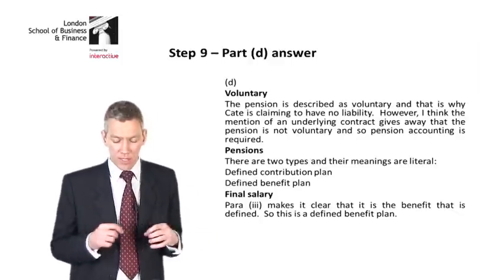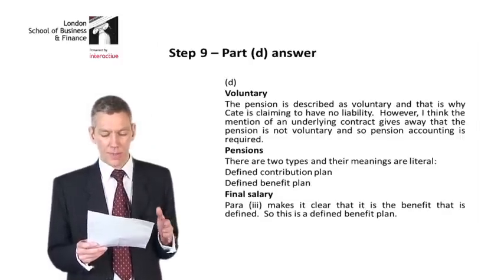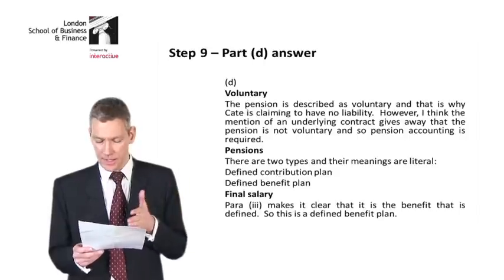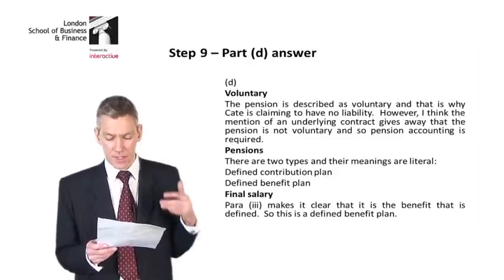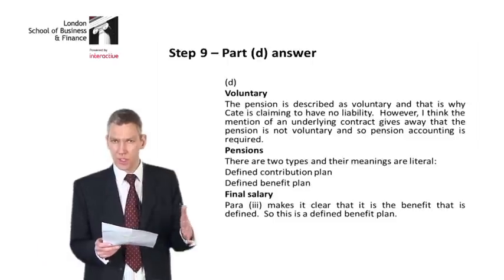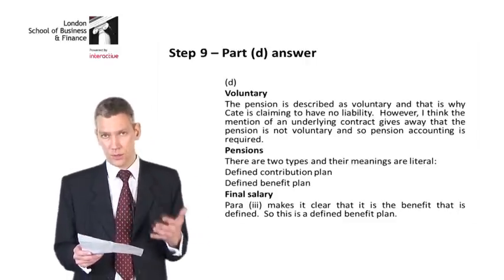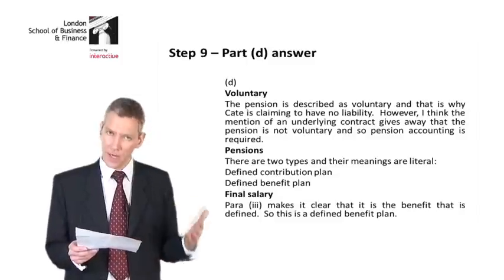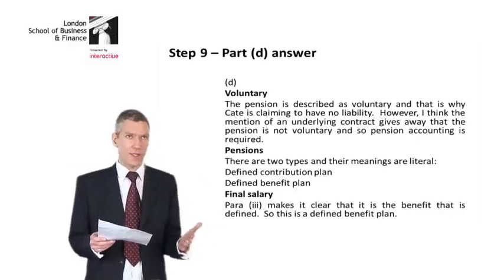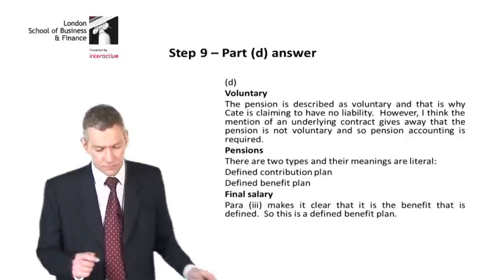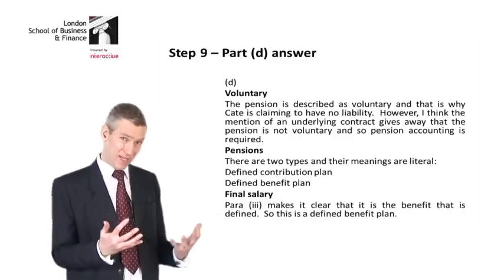Final salary. Paragraph 3 makes it clear. Now let's read paragraph 3 again. Paragraph 3: the post-retirement benefit is calculated based on a percentage of the final salaries. Just read it again. The post-retirement benefit is calculated based on a percentage. So which thing is being defined? Is it the benefit that's being defined in paragraph 3, or is it the contributions that are being defined in paragraph 3? Paragraph 3 says the benefits are defined as a percentage. So if it's the benefits that are defined, it's a defined benefit pension scheme. Paragraph 3 makes it clear that it is the benefit that is defined, so this is a defined benefit plan, because the benefits are defined.